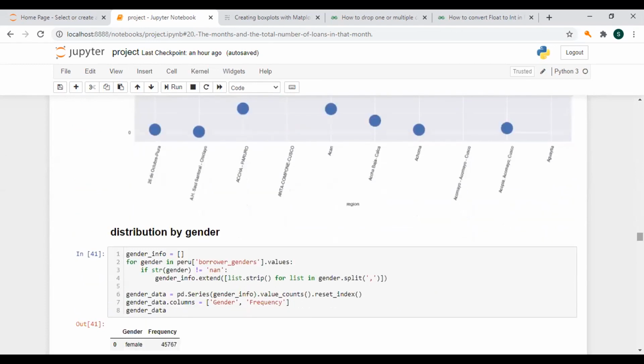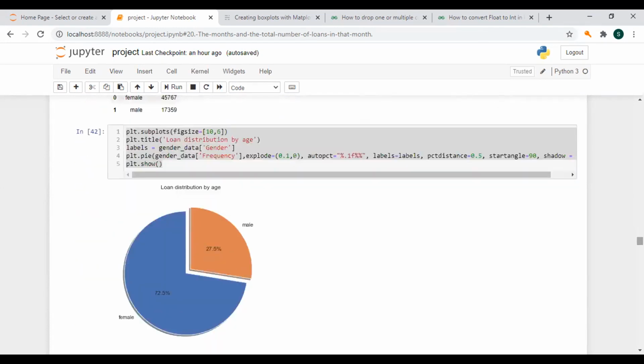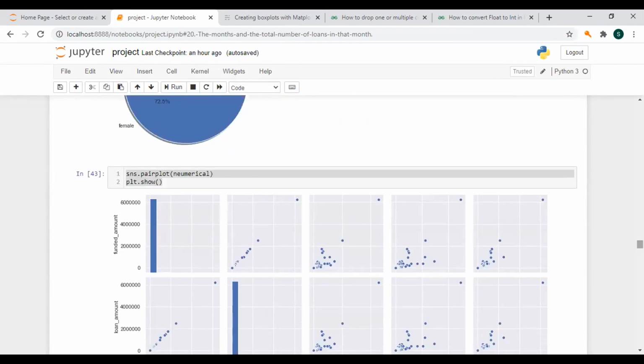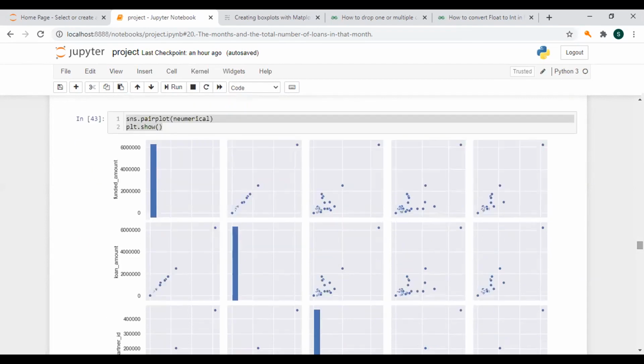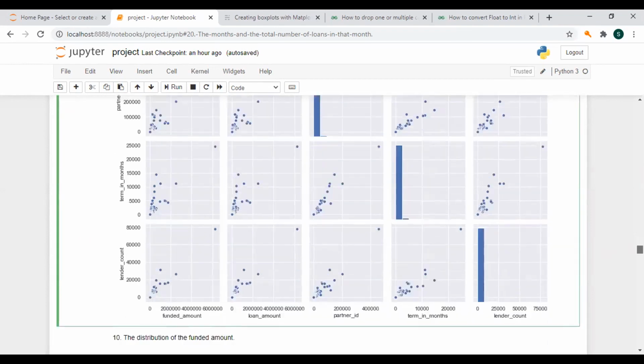Then I did a gender distribution with the same loan. First I did the cleaning for the gender, to find that the females were 45,767 and the males were 17,359. I visualized that using a pie chart. After that, just out of curiosity, I did a pair plot to visualize all of the data with the numerical values, because I named it numerical, so it was all about the data with the numerical values.